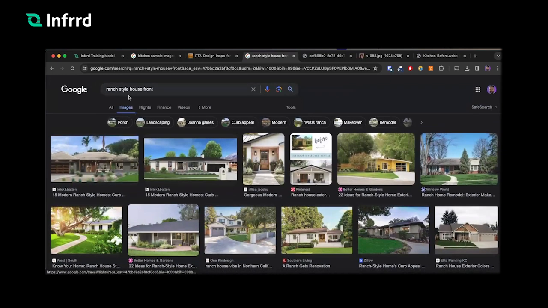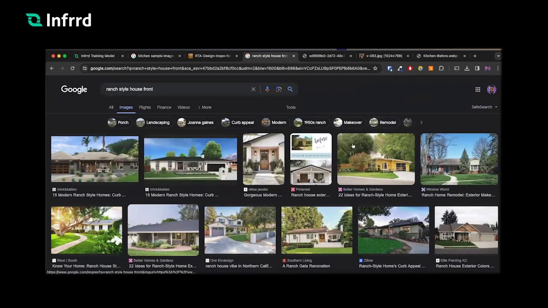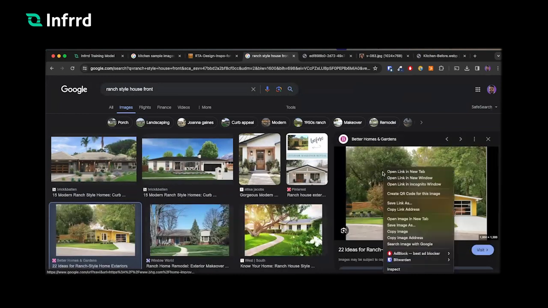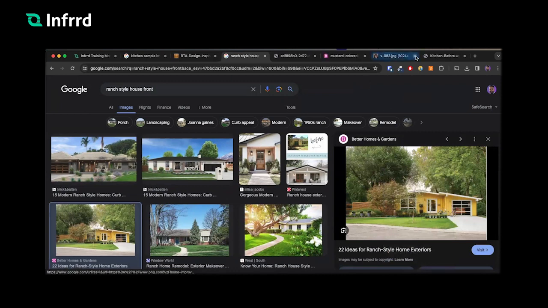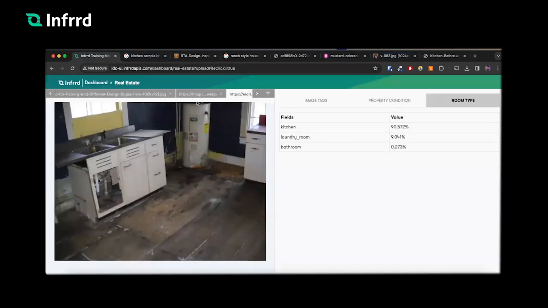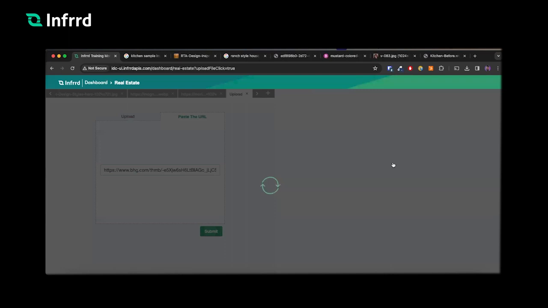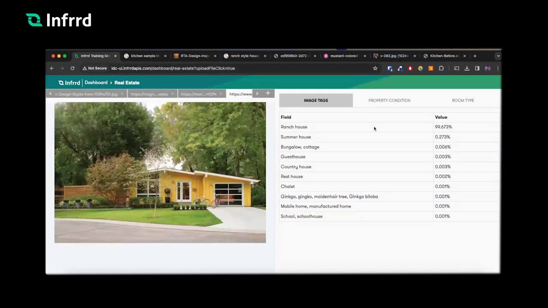Let's try that Better Homes and Gardens one there on the top. The yellow one, or the one next to it. Either one, those look good. Okay. Let's maybe just provide this image URL, that's easier. Okay. So again, pretty similar.